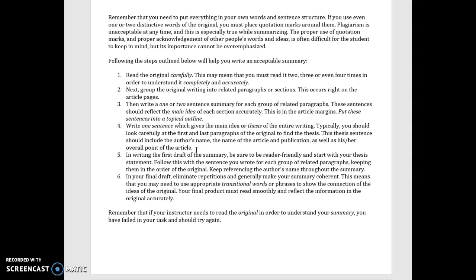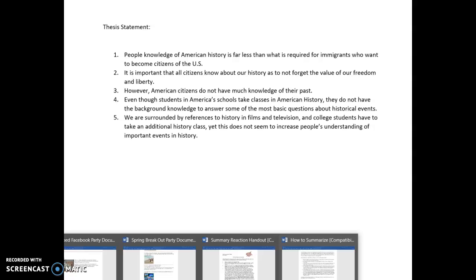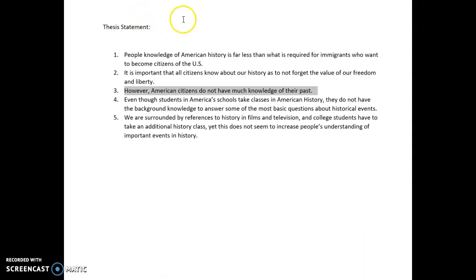Steps 1 through 4 are what I want you to do for your homework for Monday or Tuesday. Okay, just steps 1 through 4. So when you're done, you're going to have an outline that has a thesis sentence at the top. So it's going to look like this. I haven't written my thesis statement yet because I haven't listed all of the topics yet.